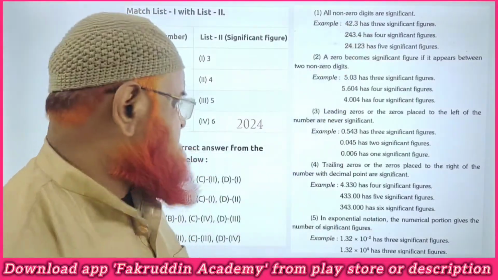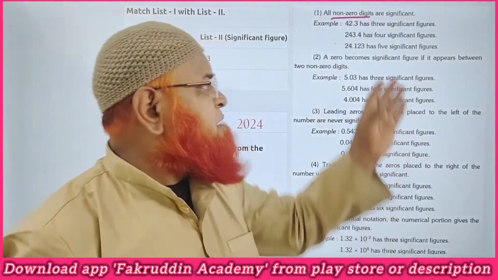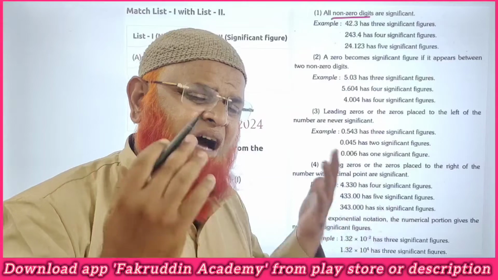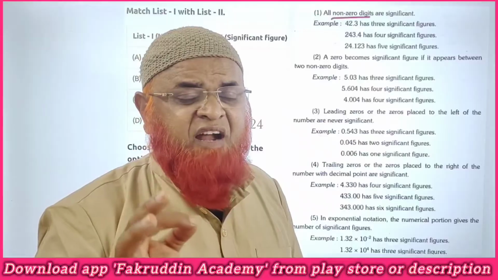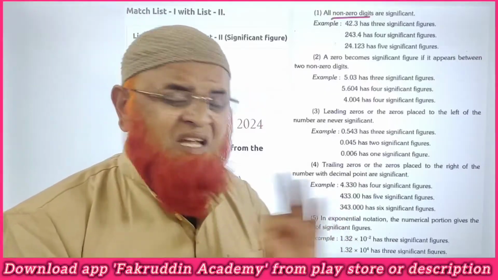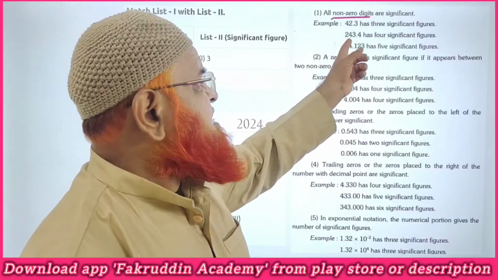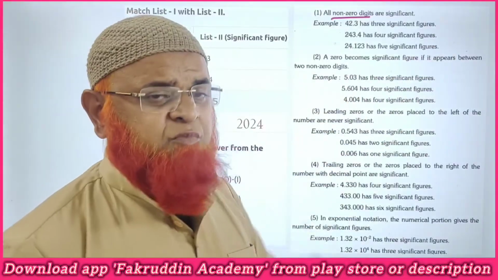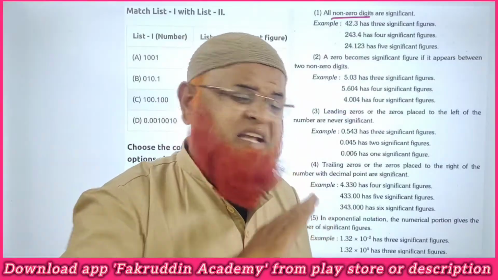The first rule is all non-zero digits are significant. Other than 0, any number is significant, irrespective of whether the decimal point is there or not. So the first is having 3 significant figures. Significant figures means we can rely on them. They are reliable numbers. Next, there are 4 significant figures because there are 4 non-zero digits. Here there are 5 significant figures because of 5 non-zero digits. So the first rule says that all non-zero digits are significant.